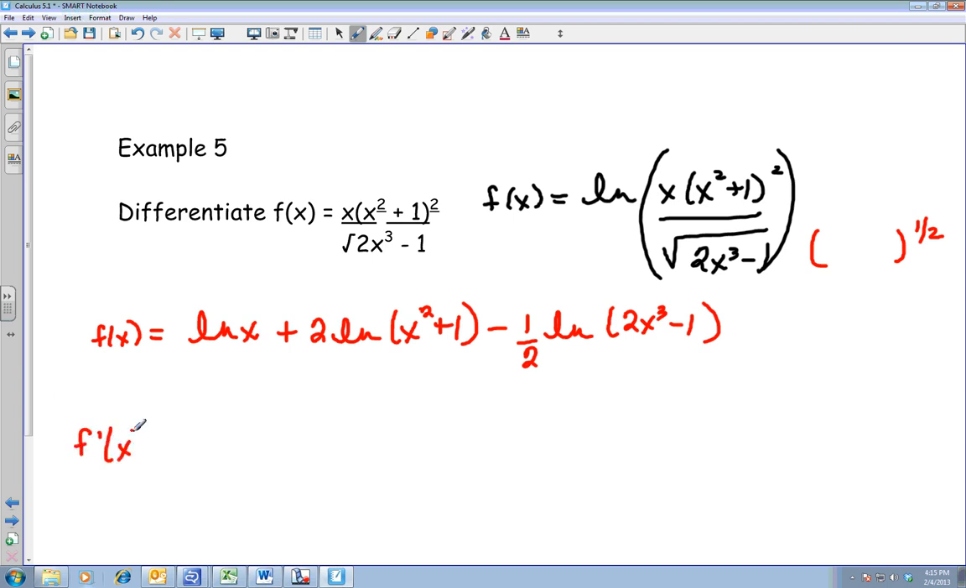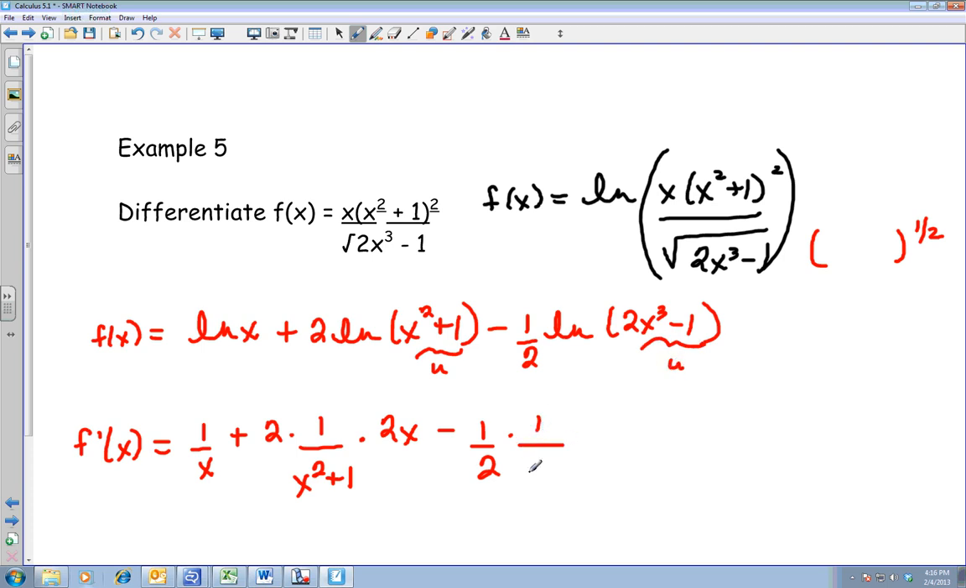F prime of x equals. Derivative of natural log of x is 1 over x, plus 2 times, here's my u, so the derivative of natural log of u is 1 over my u times the derivative of my u. Derivative of x squared plus 1 is 2x, minus 1/2. Here's my u, so it's 1 over my u times the derivative of my u, 6x squared.